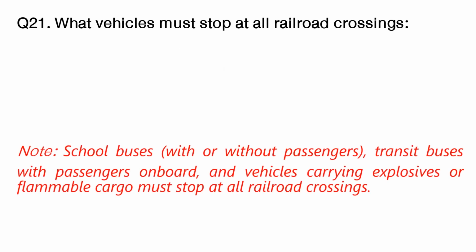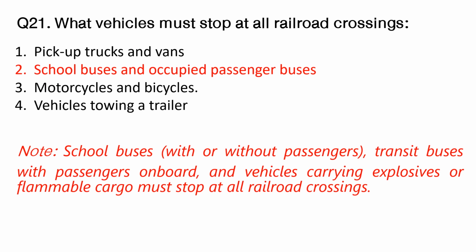The answer is option number 2. School buses and occupied passenger buses. Note: school buses with or without passengers, transit buses with passengers on board, and vehicles carrying explosives or flammable cargo must stop at all railroad crossings.